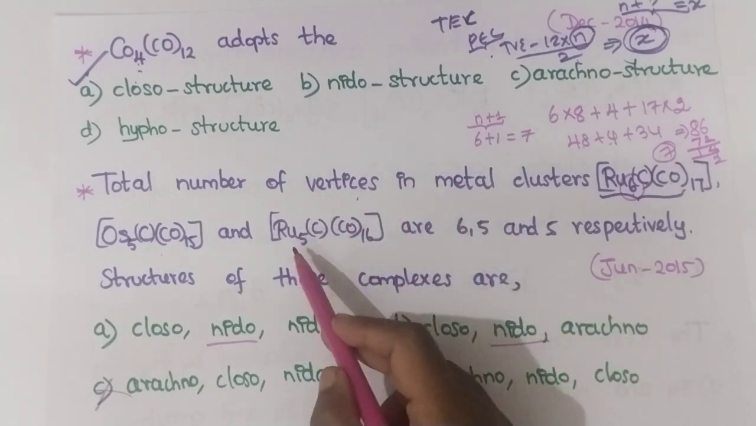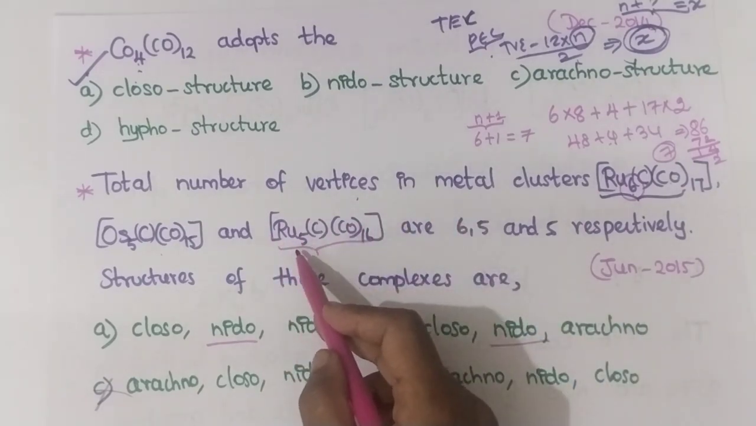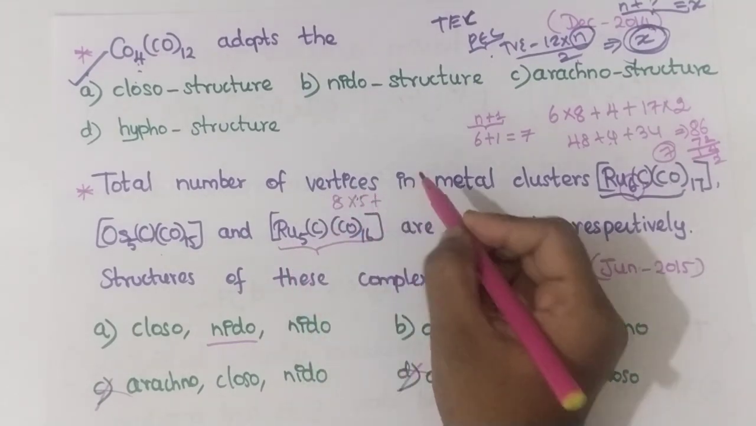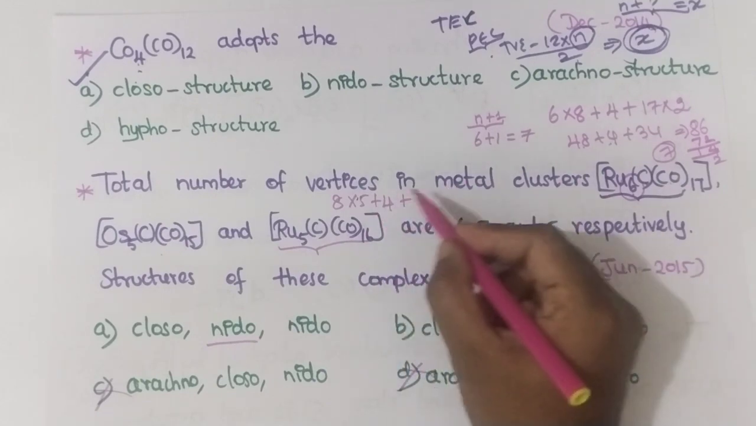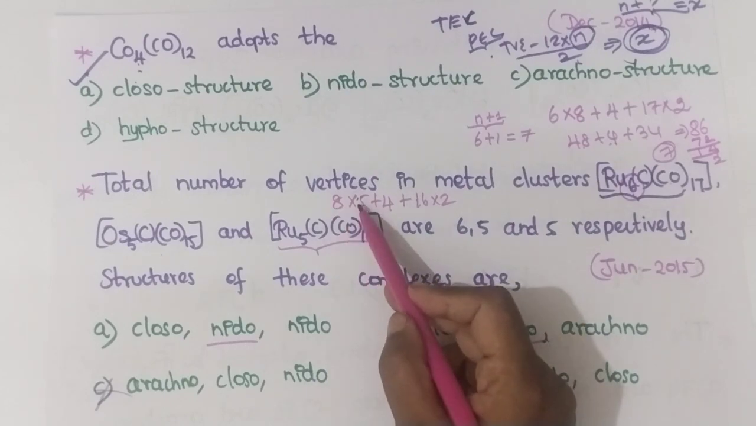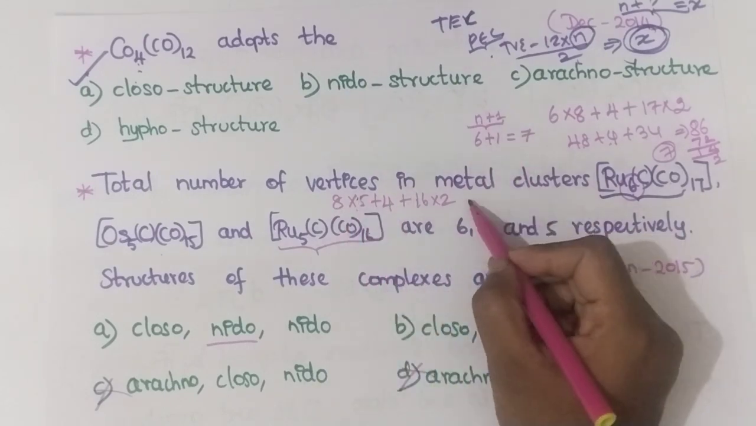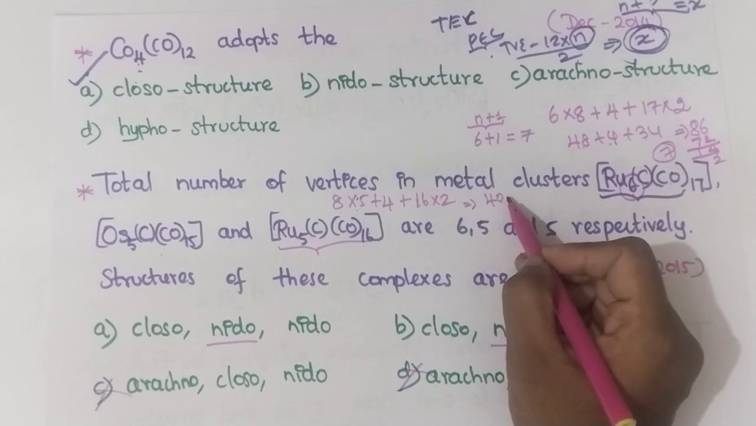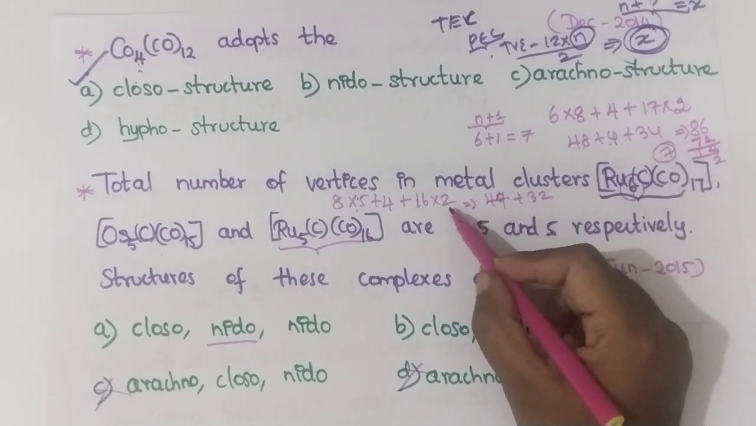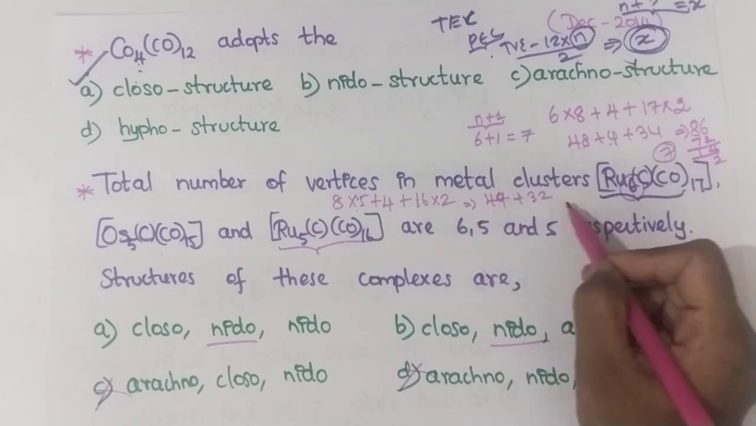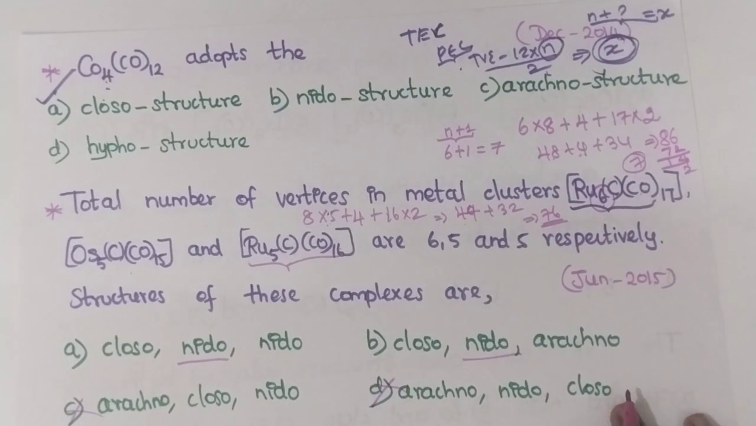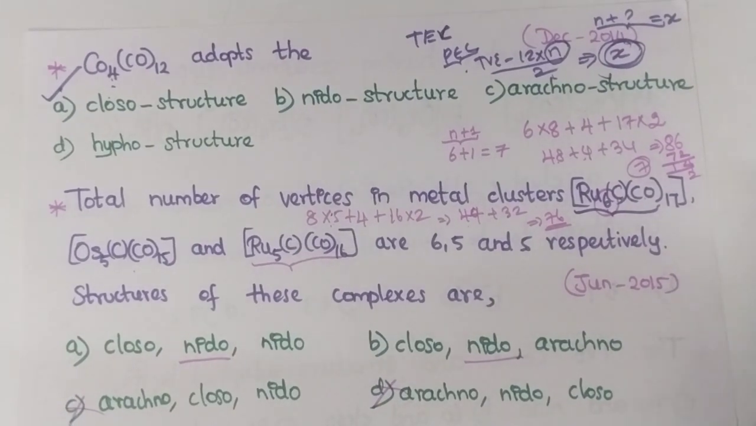So this third metal cluster, see in this case, 5 ruthenium is present. Ruthenium has a valence electron of 8. 8 into 5 is 40. Then 1 carbon, that is 4. Then 16 carbonyl, 16 into 2, it is 32. So 40 plus 4 it is 44. Then you are having 32. 44 and 32, it is 76, right? Total valence electron count is 76, okay?